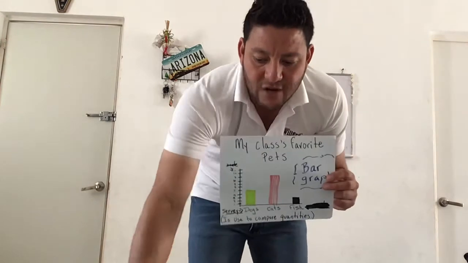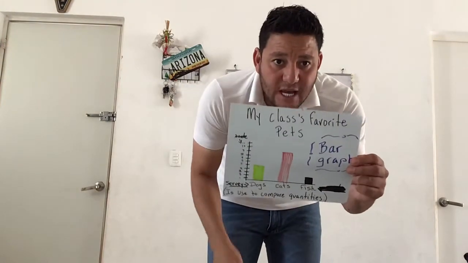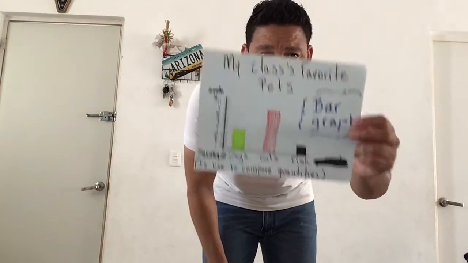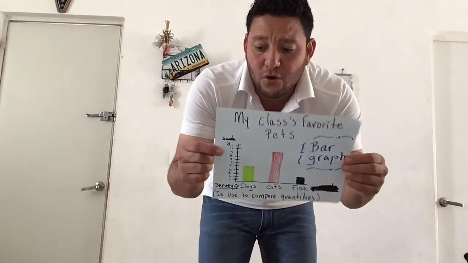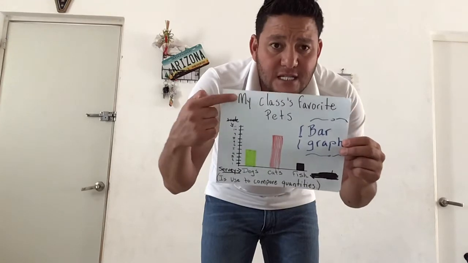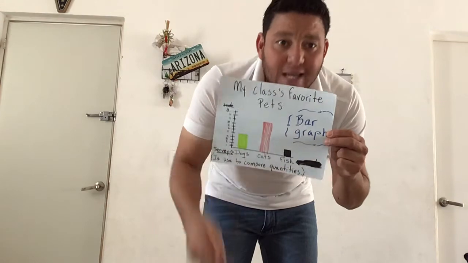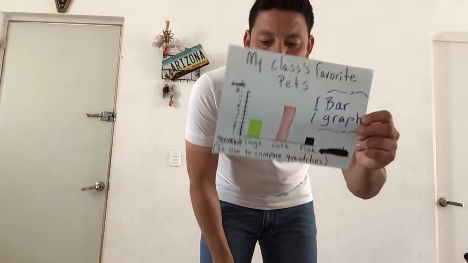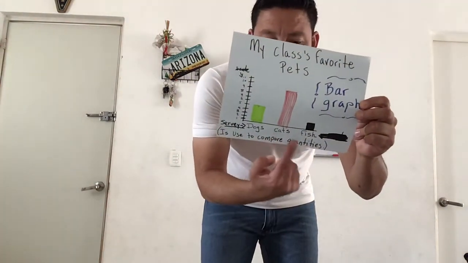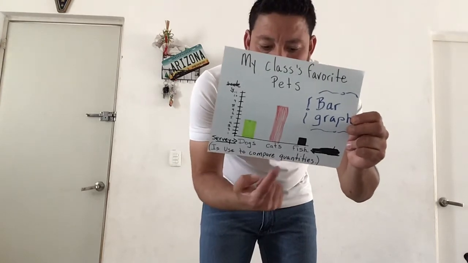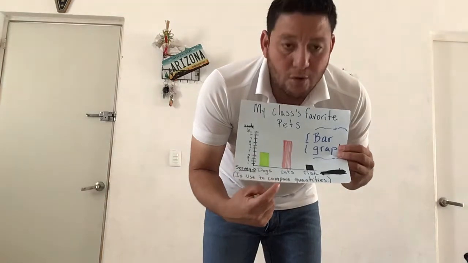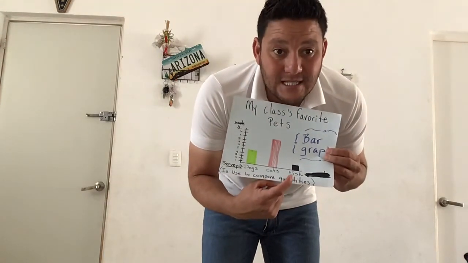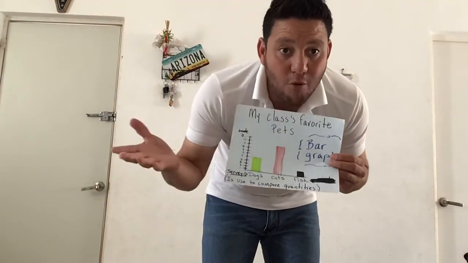And finally, I have another type of graph, which is a bar graph. What is this? Bar graph. You can use this, okay, for certain numbers. This information was my class's favorite pets. We're going to talk about pets. Here are some of the pets that all the kids showed. This one here is used to compare quantities. Okay, the quantities, how many, how much.